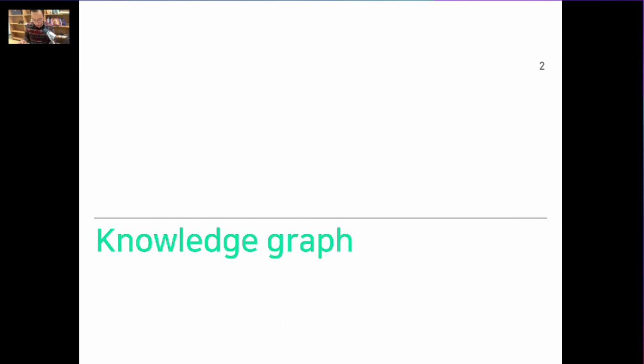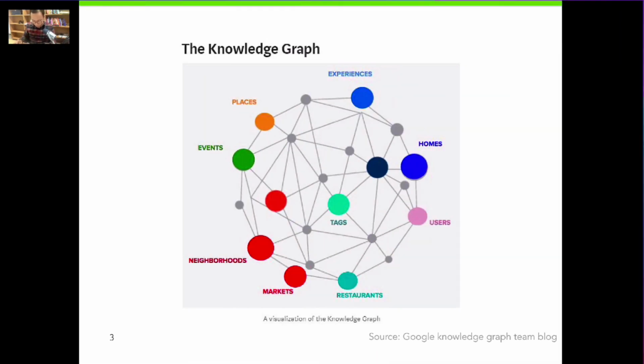So today's lecture topic is a knowledge graph. Let me briefly introduce what the knowledge graph is. This is a visualization of a knowledge graph from the Google Knowledge Graph team blog. The search engine, shopping mall, and many commercial systems are starting to exploit the knowledge graph concept. It is about the relationships between places, events, experiences, homes, tags, and so on. So it is about everything you know.